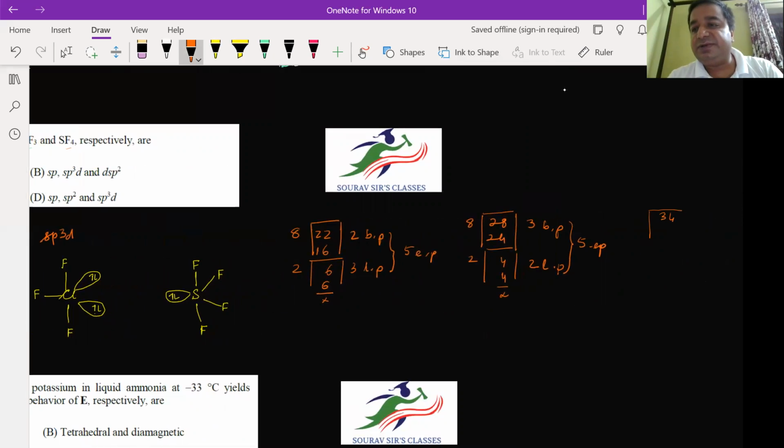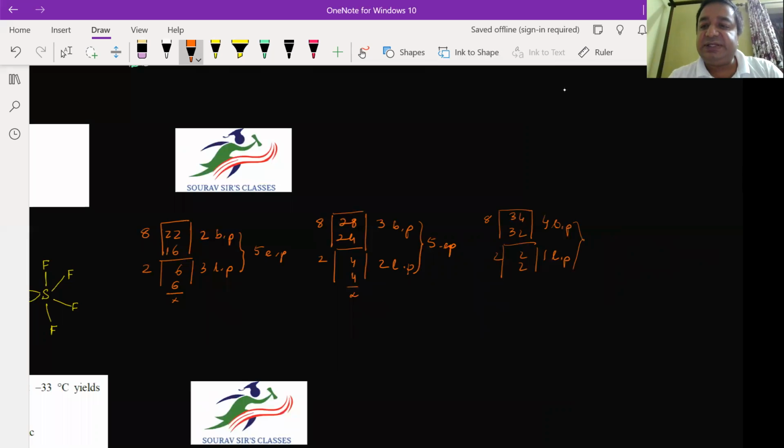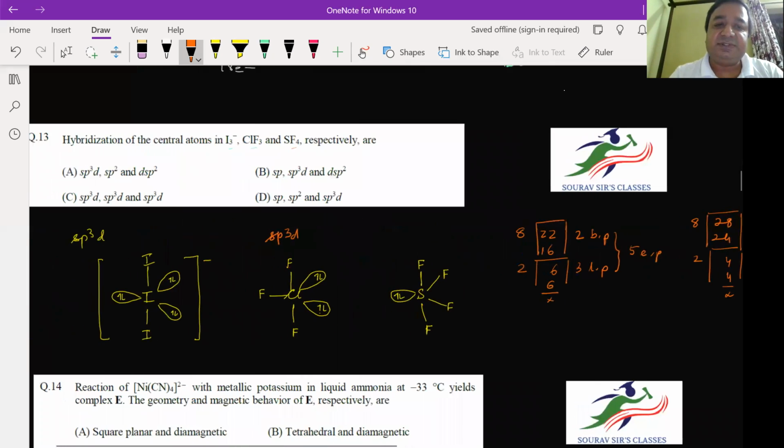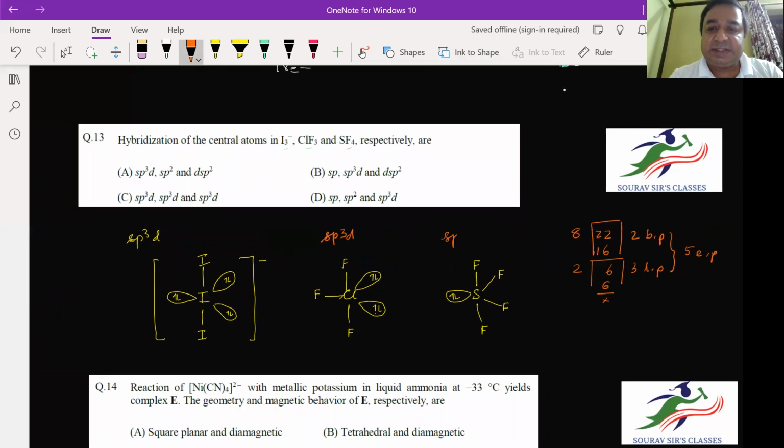34 is a number greater than 8, so you divide by 8 again. That is going to be 32. So you have a 4 over here that indicates your bond pair. You have a 2, so that is going to be 1 time. That is going to be your lone pair. So again, in this case, as you can see, you have 5 electron pairs. That means your hybridization is going to be sp3d. So for this also, it is going to be sp3d. So here, obviously, our answer is going to be C.